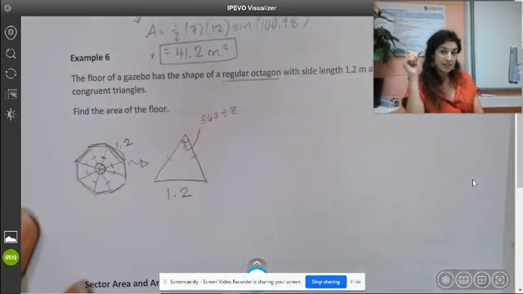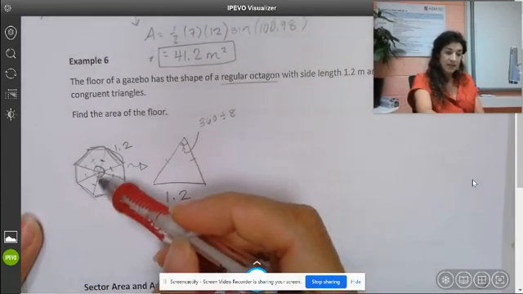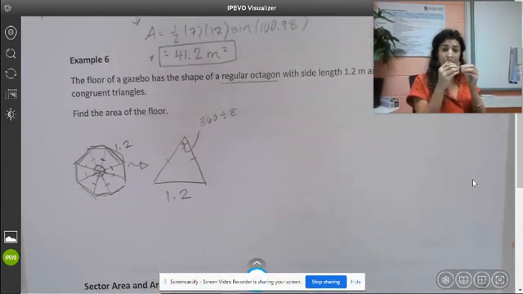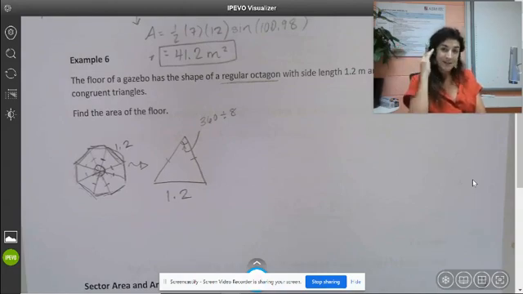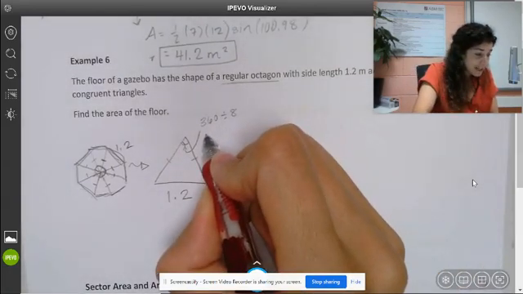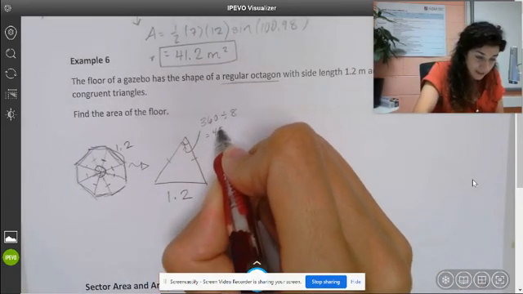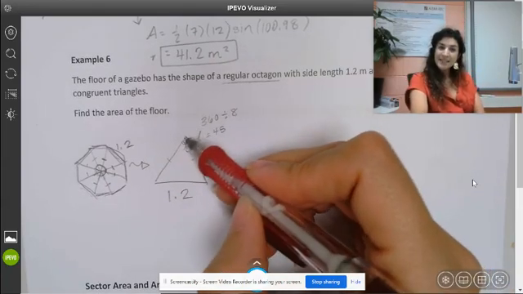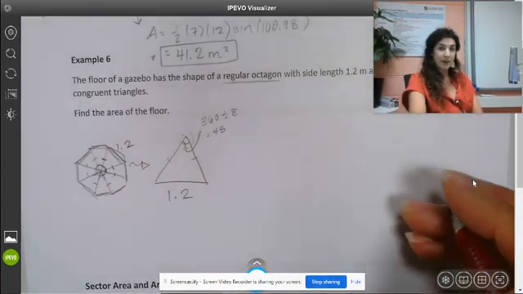This angle is 360 divided by 8 because 8 of these angles have been all squished into the center. And if you put angles side by side such that they make a circle, then that means that they all add up to 360. 360 divided by 8 is 45. Yes, 45. So that means that this angle is 45.